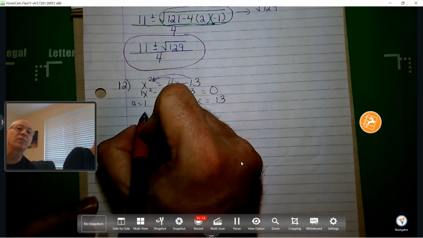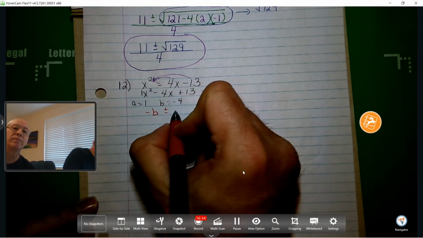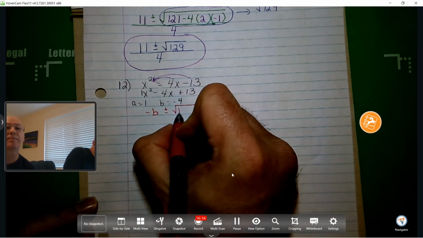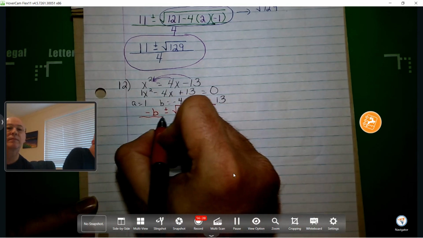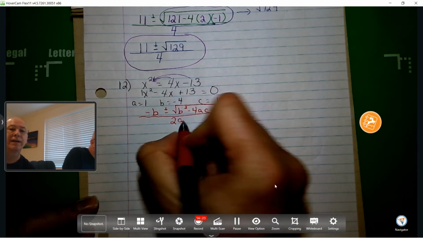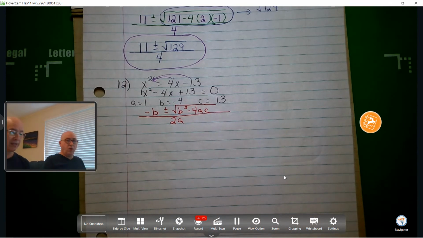Okay, so let me write down the formula. Negative b plus or minus the square root of b squared minus 4ac all over 2a. Hey, you want me to do it? You want to switch places? Sure. Okay.